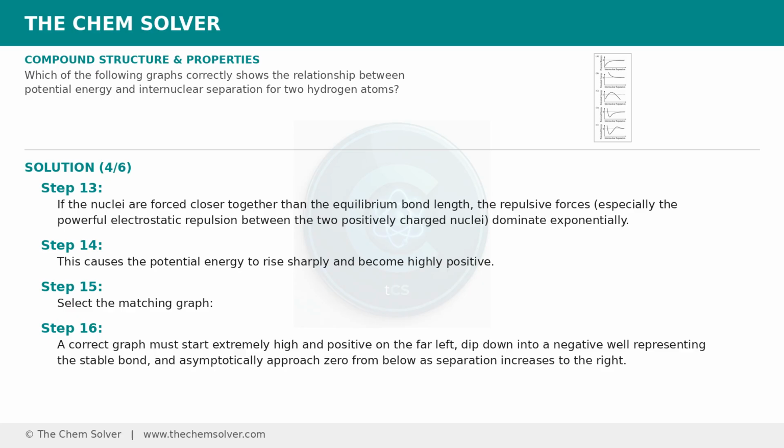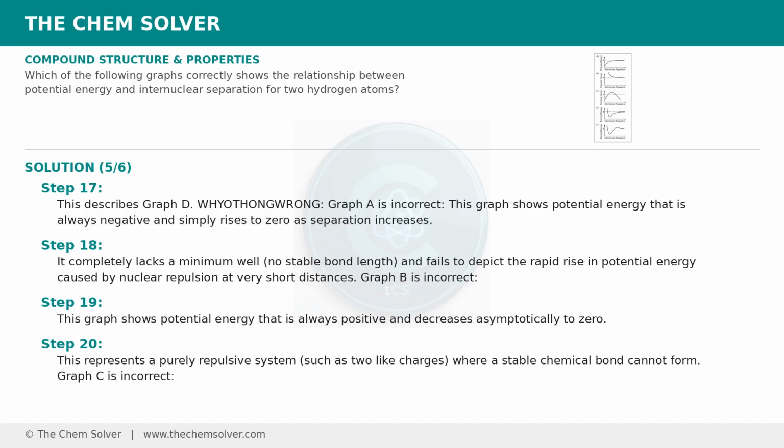Select the matching graph. A correct graph must start extremely high and positive on the far left, dip down into a negative well representing the stable bond, and asymptotically approach zero from below as separation increases to the right. This describes graph D.